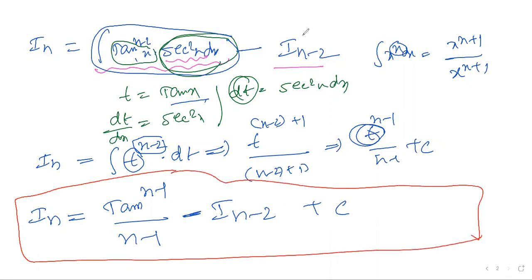Clear? For your convenience, I_n is equal to the integration of tan power n x dx. This is the formula. If anyone forgets the formula for tan power n x dx, it's just the assumption of t, following the x power n model, x power n plus 1 by n plus 1. I got this one. So that answers the question.